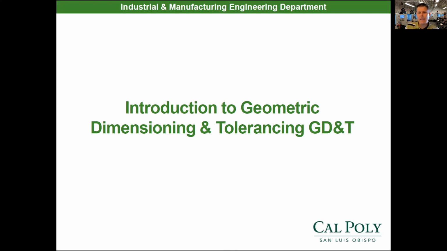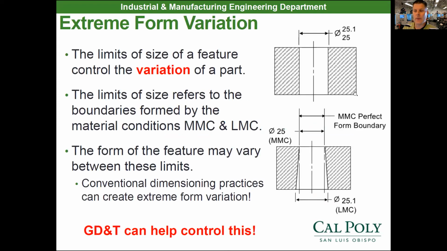But today, we're going to finish up. I'm going to try to explain to you why GD&T, or geometric dimensioning and tolerancing, is so popular for mechanical engineers to learn about. What GD&T can do is help us control what we call extreme form variation. If we have a part and our part has a tolerance on it, the limits of the part's tolerance are known as maximum and least material condition.